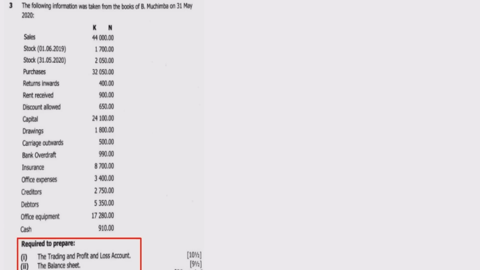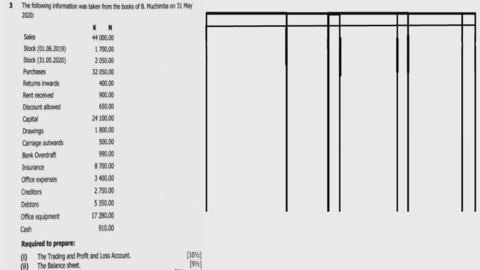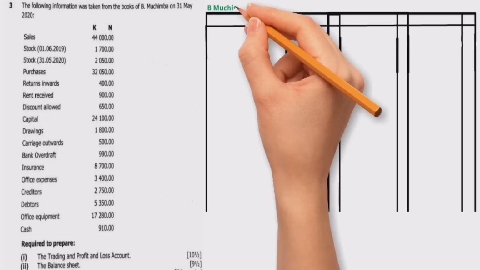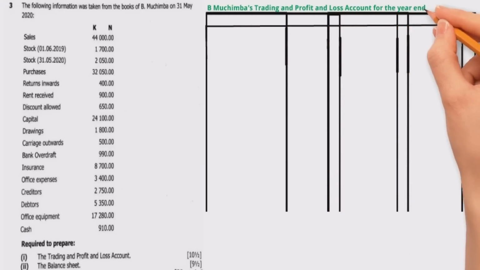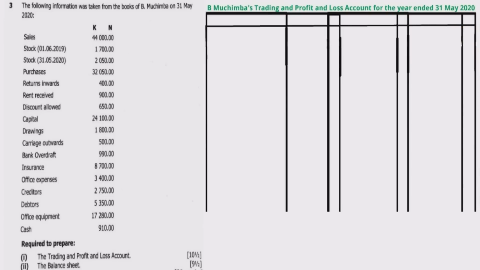So the first thing we're going to do is start with the trading and profit and loss account. I'm going to bring out the frame here. Before I start entering the records, first I need to write the title of my account, which is B. Muchimba's Trading and Profit and Loss Account for the year ended 31st May 2020. That is the heading, and be careful, make sure that you write the correct heading.